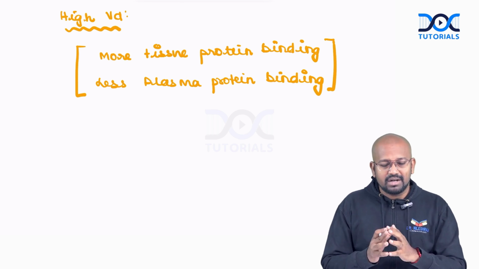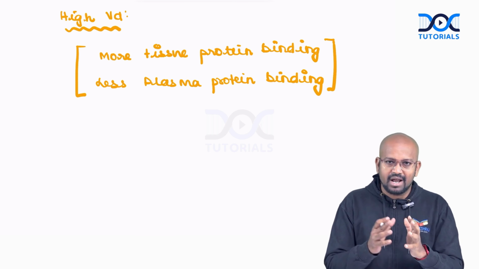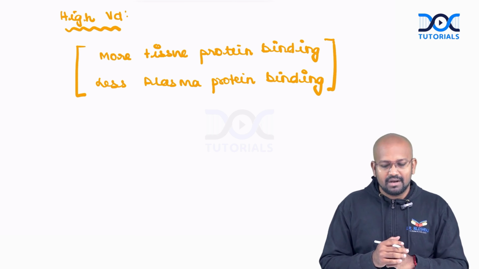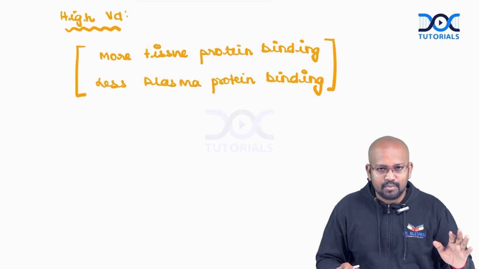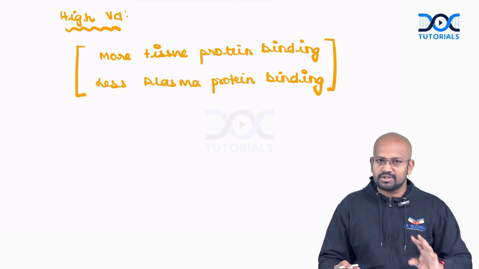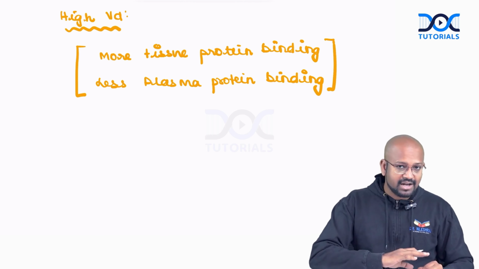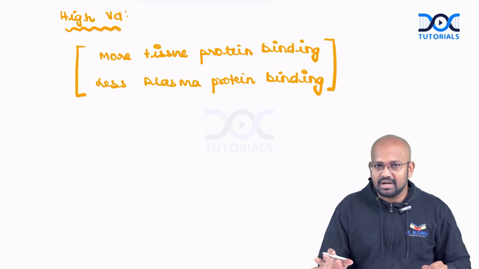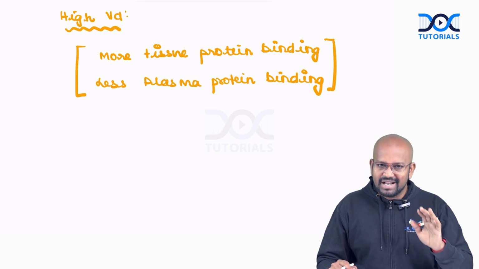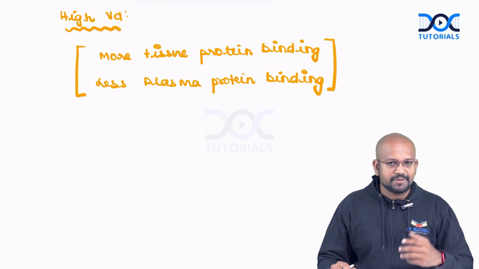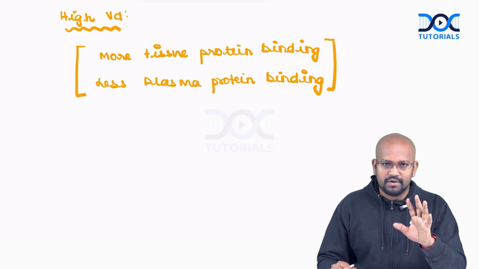Actually, we cannot link or extrapolate plasma protein binding and volume of distribution directly. Even though I've explained that as a concept, not all drugs with high plasma protein binding tend to have lesser volume of distribution, and not all drugs which have lesser plasma protein binding tend to have higher volume of distribution. Just imagine, consider we have a drug molecule which has very low plasma protein binding, which means what? According to this logic, that drug should have a higher volume of distribution.